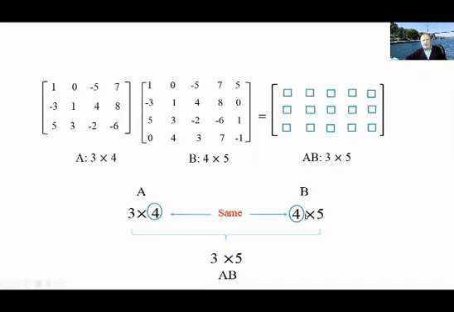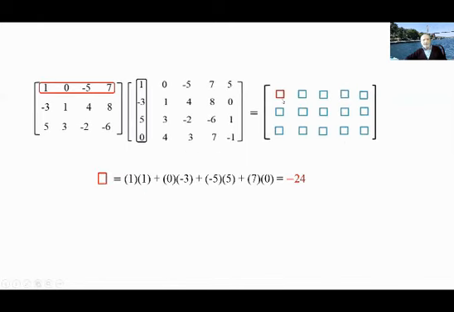Now, these two numbers are the same. The result will be 3 by 5. So now I need to show you how to fill up these blanks. So first, this one here, it's coming from the first row, first column.